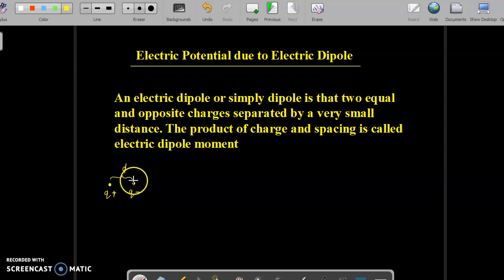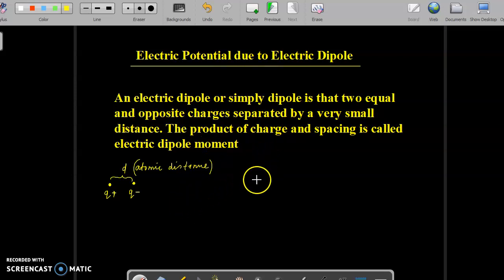This distance is very small. This is an atomic size. This is an atomic distance, not a distance in terms of meter or centimeter or millimeter or micrometer. It is an atomic distance, so mostly in the range of Angstrom.